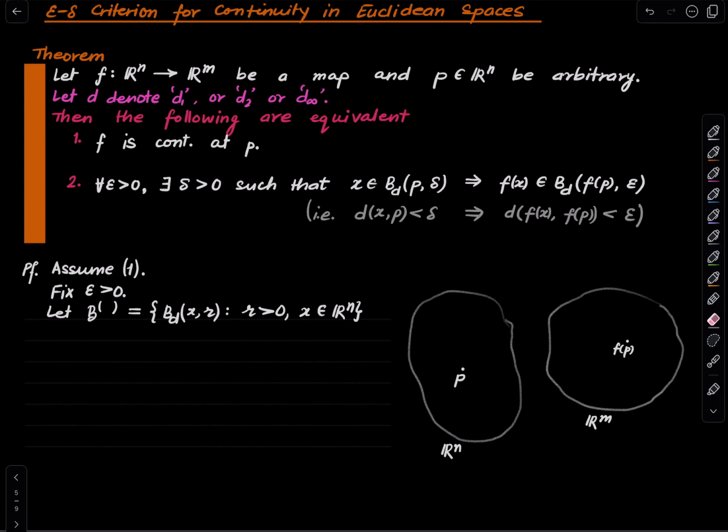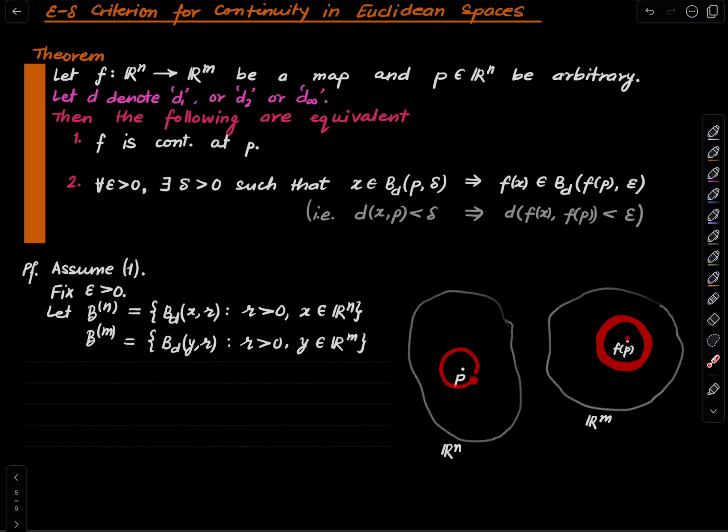This is n, and then we have Bm. Maybe just to change notation, I'll write a y. Okay, so this is a basis for the standard topology on Rn, and this is a basis for the standard topology on Rm. And therefore, by the previous proposition, the continuity of f at the point P is the same as the following. Whenever you choose a basis element here containing f(p), there is a basis element which contains P whose f image is contained here, right? So we'll just use that.